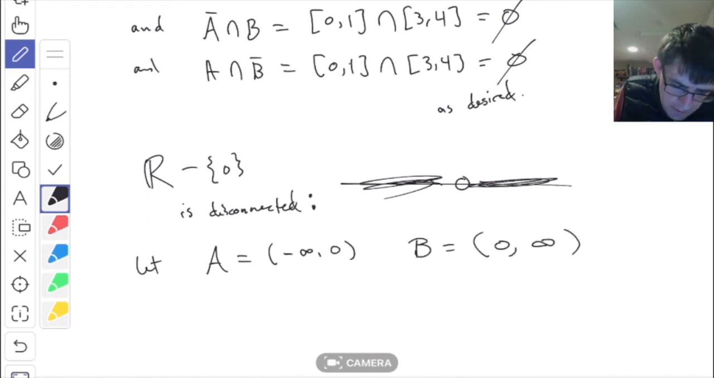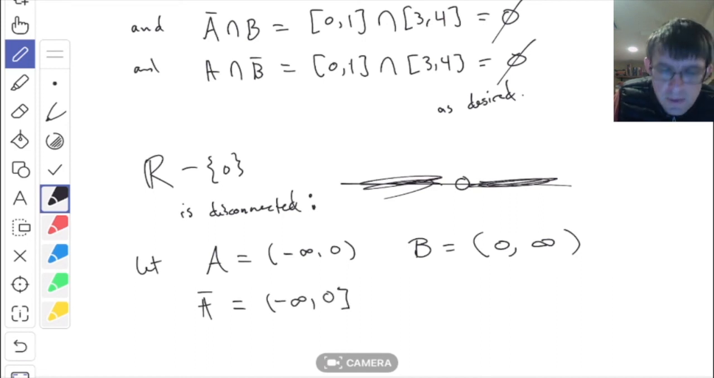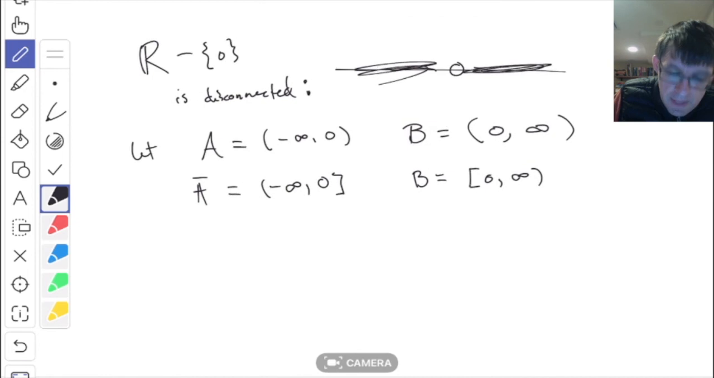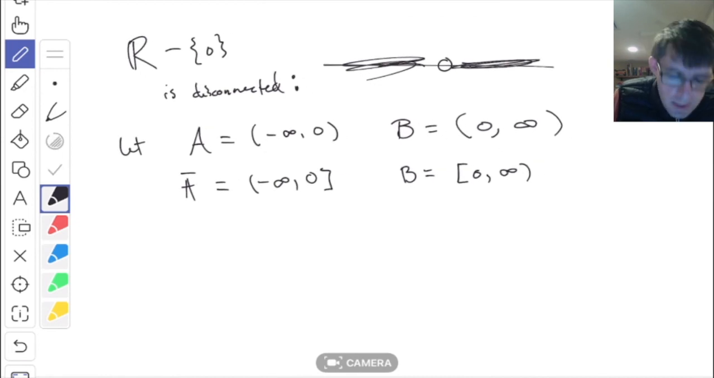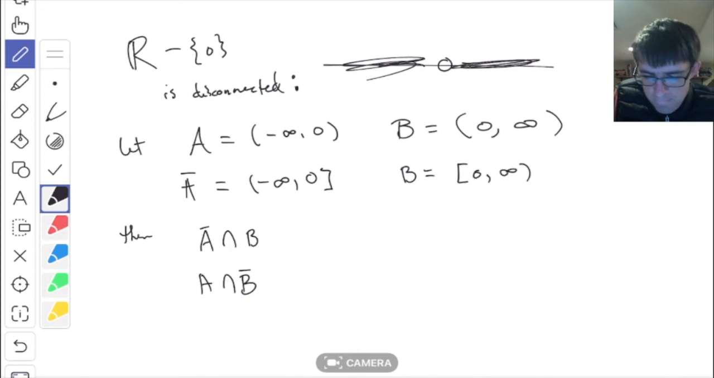All right. And then what are the closures? The closure of this means I take the same stuff, but I add in all of the endpoints, which in this case is just the 0. You can't add in the endpoint at infinity because that's not a point. But the closure of A is minus infinity to 0, the closed interval. And B, the closure of this one, is closed at 0 up to infinity. And then can we verify that those intersections are empty? I need to do A bar intersect B and also A intersect B bar. All right, what is it?